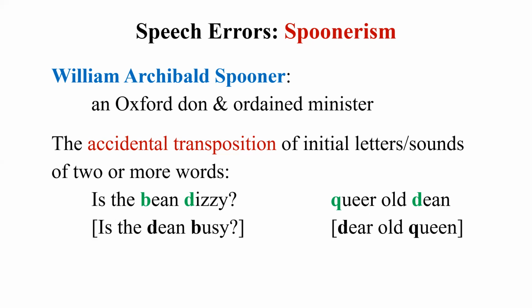In a similar way, when he talked to students at a graduation ceremony, instead of saying "dear old queen," he said "queer old dean." Queer has a lot of meanings: strange, or it also refers to sexuality. So here again, there is a transposition. Q comes to D, D goes to Q. So this is the definition for Spoonerism: the accidental transposition of initial letters or sounds of two or more words is called Spoonerism. A kind of slip of the tongue.